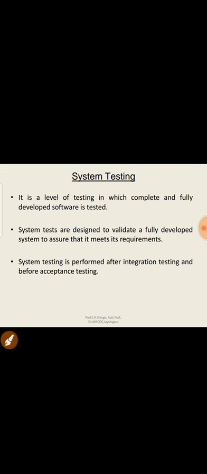So why is it called system testing? It is testing we perform on the whole, complete, fully developed software system. What is the difference between system testing and integration testing? We perform integration testing when a few modules are developed, to test the interaction between these modules. But system testing is performed when the complete software is developed, meaning all the modules of the software are developed. This is the difference between integration testing and system testing.